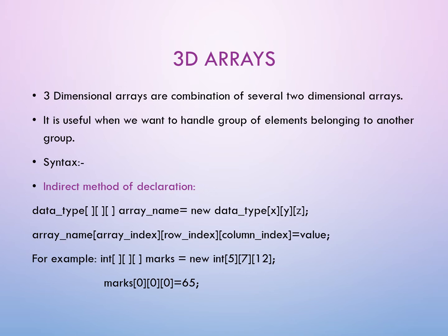7 12, and then marks 0 0 0 equals to 65, etc. So here 5, 7, 12 is the dimension of the arrays, which means 5 into 7 into 12 equals to whatever it will be the number of elements.